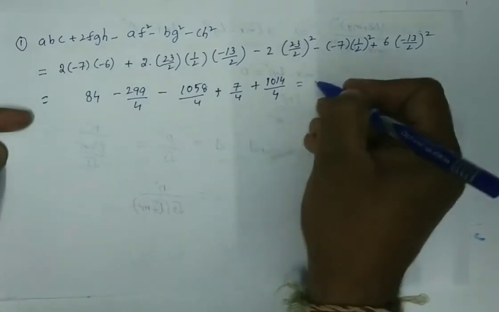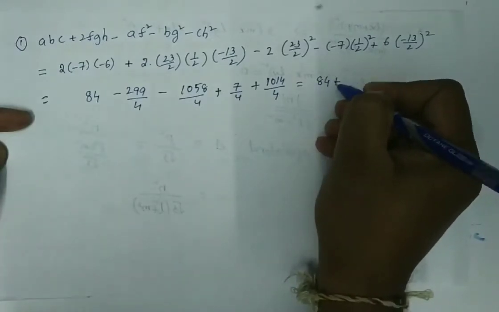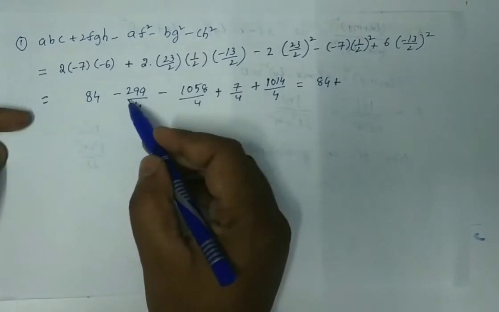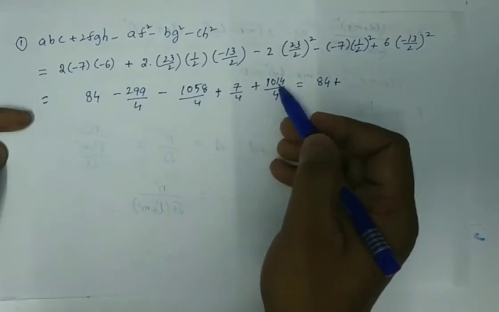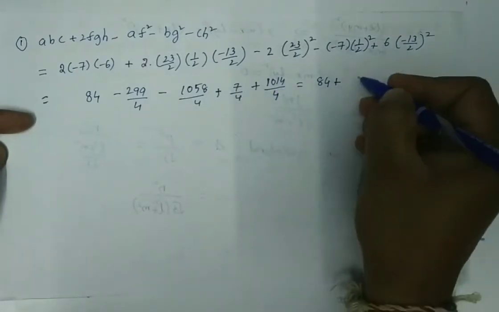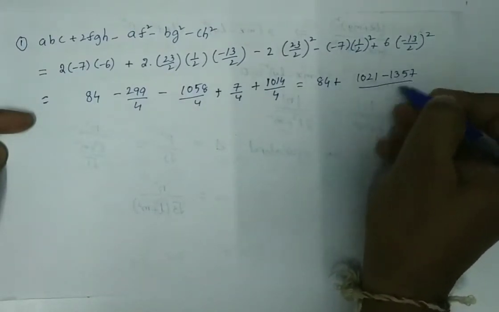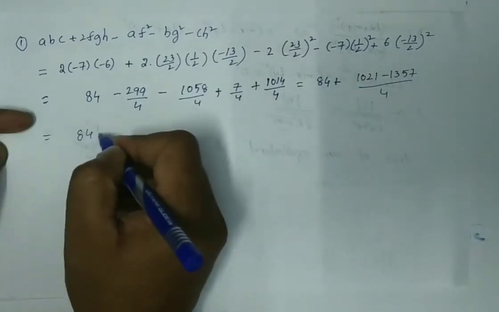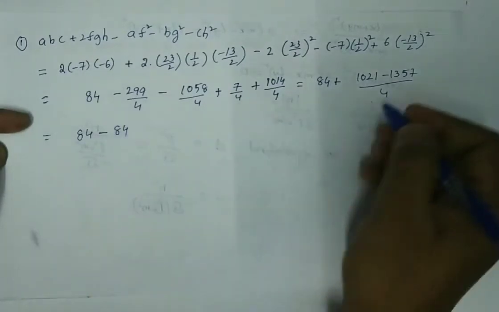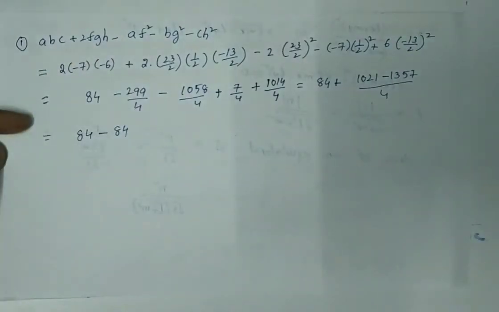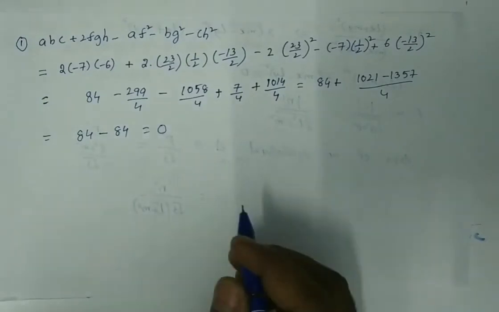Okay, so now this is equal to 84 plus, by simplifying, minus 299 by 4 minus 1058 by 4 plus 7 by 4 plus 1014 by 4, we get 1021 minus 1357 divided by 4. So this is equal to 84 plus 1021 minus 1357 by 4, which is nothing but 84 minus 84. So finally we get 0. Therefore the first condition is satisfied.